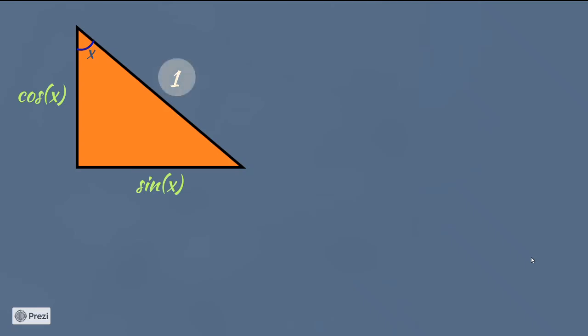Now you studied the Pythagoras theorem. What did the Pythagoras theorem say? The square of the hypotenuse is equal to the sum of the squares of these two sides. So applying that, we can say that 1 is equal to sine square x plus cos square x. The square of the hypotenuse is equal to the sum of the squares of the other two sides.